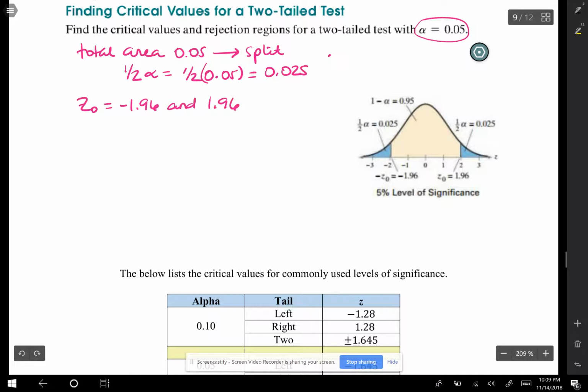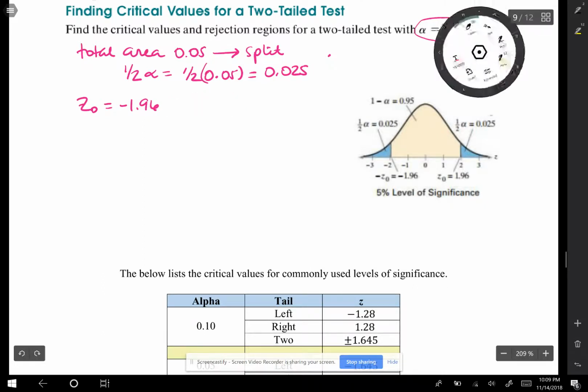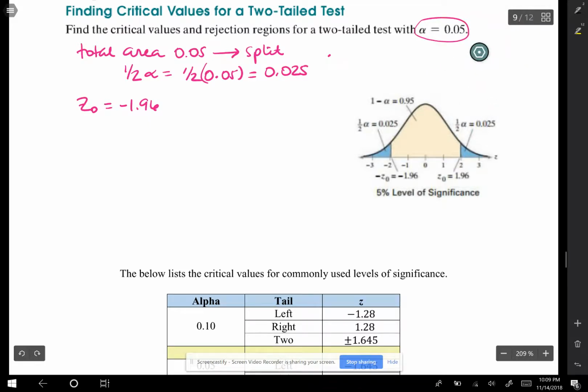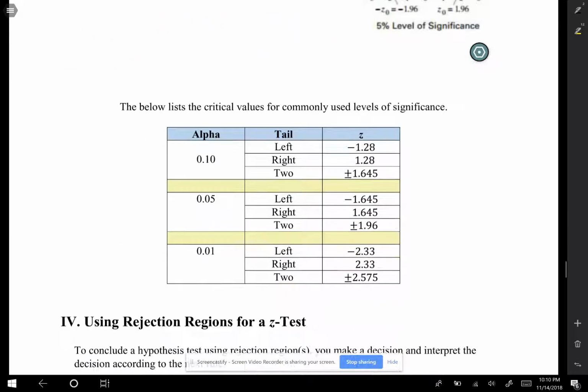The way they write this, I'm not sure how they'll ask it on your homework. In the examples, they write it as negative and positive z sub 0. So because it's a two-tailed test, you're going to split the area to find your z-score, and then you'll have one negative and one positive, which represents one to the left and one to the right, and then we have our areas on the outside in the two tails. And those would be your rejection regions.